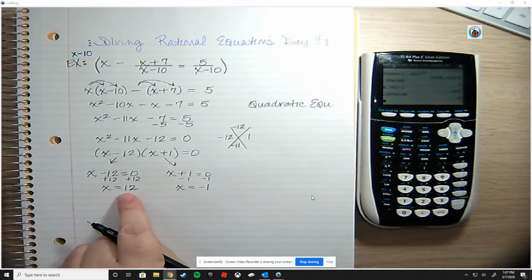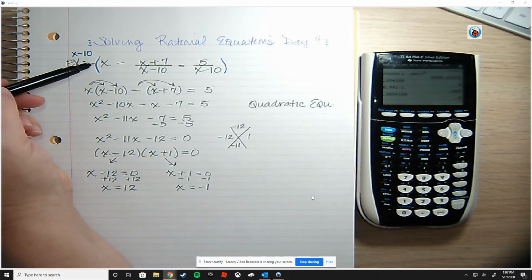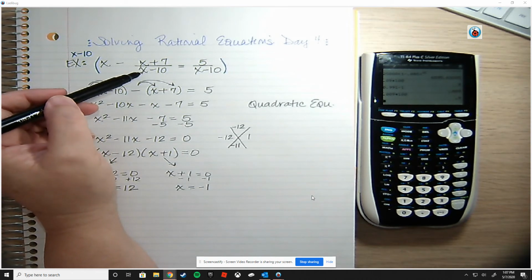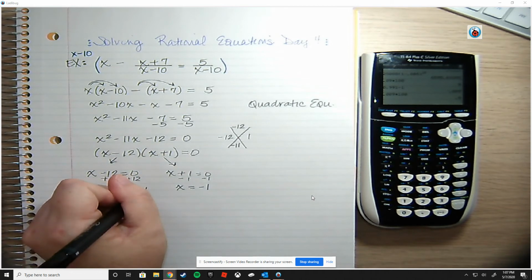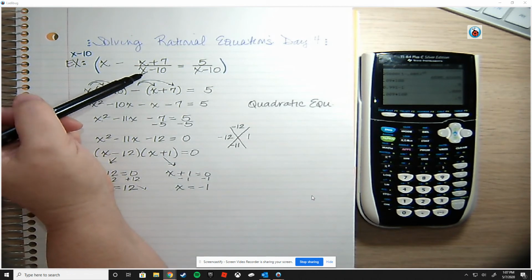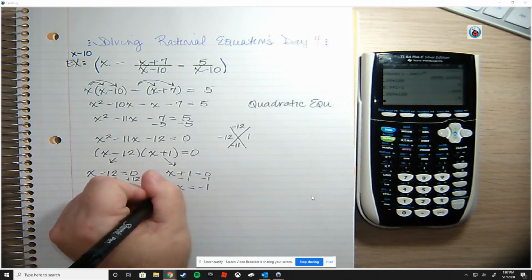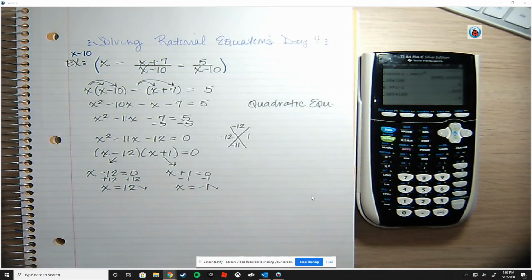Okay? All right, now we have two solutions. If I were to plug 12 back into here, especially this denominator, 12 minus 10 is 2. That's all right. So that solution is good. If I plug -1 here, -1 minus 10 was -11. That solution is good as well.